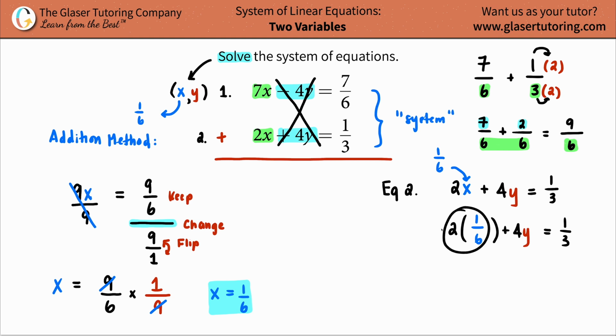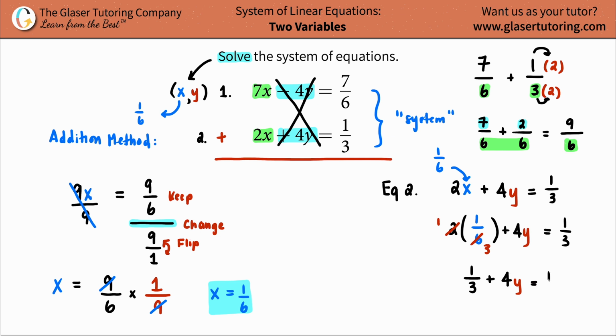We can simplify this, right? 2 times 1/6. This is the same thing as saying, okay, I have a 2 and a 6, right? 6 divided by 2 is 3, so this goes 1, and this is a 3 now. So now I have 1/3 plus 4y equals a third.